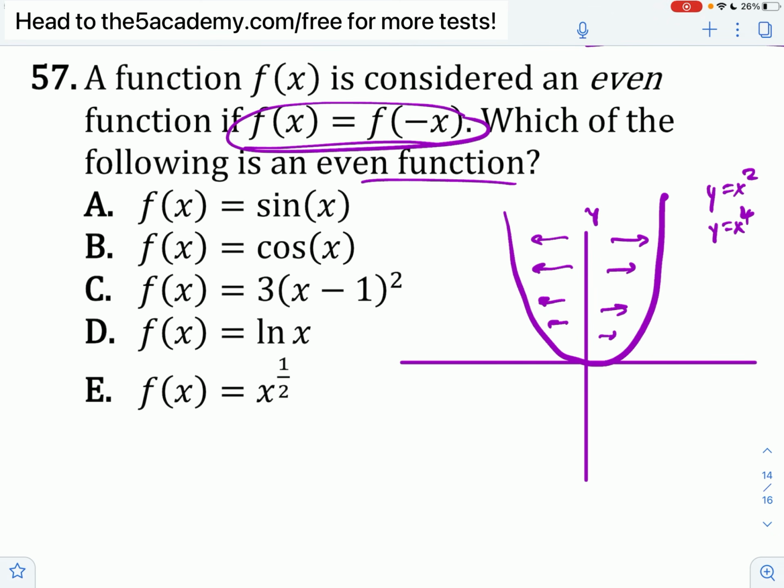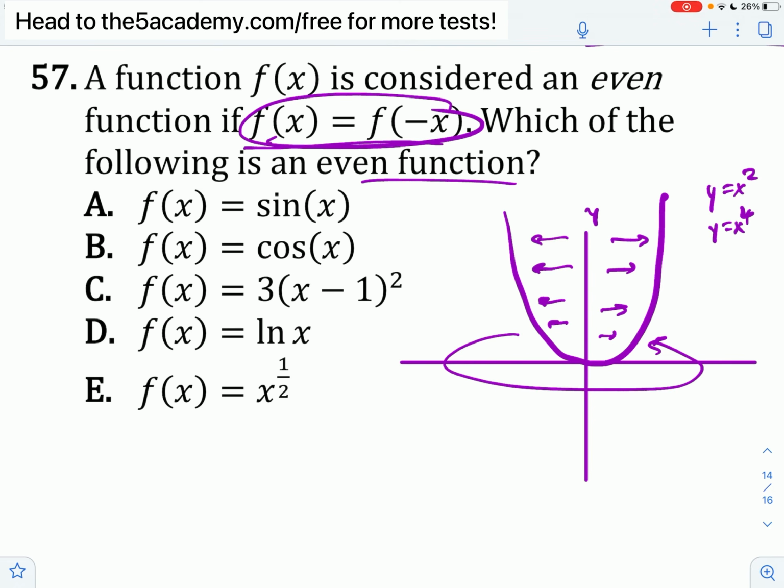What this means, and that's what this is saying right here. If I flip my x values, where all the x values flip around here, essentially reflecting across the y-axis from x to negative x, the graph looks the exact same. It looks the exact same. That's why it's equal. Okay, so you can check that for all of these.